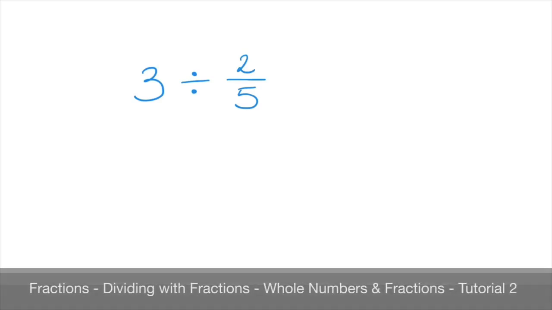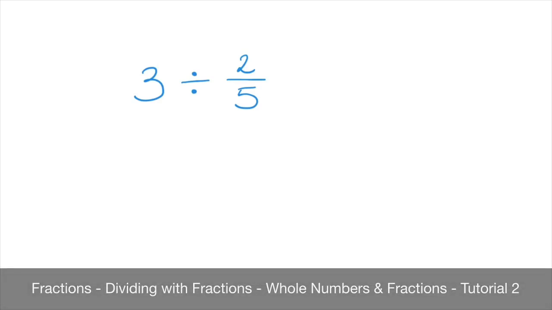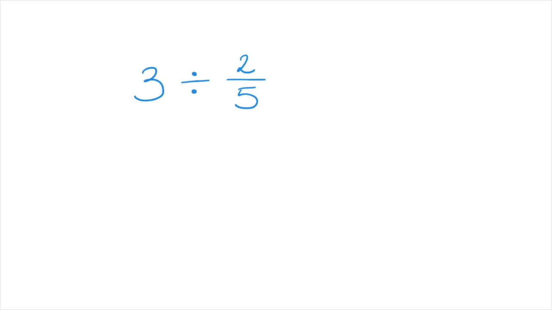Now that we've learned how to divide a fraction by another fraction, we learn how to divide a whole number by a fraction, as well as a fraction by a whole number. The first example is the one we see here. We have 3, which is being divided by 2 over 5. Well, the method for calculating this is very similar to what we've already seen for division by a fraction.